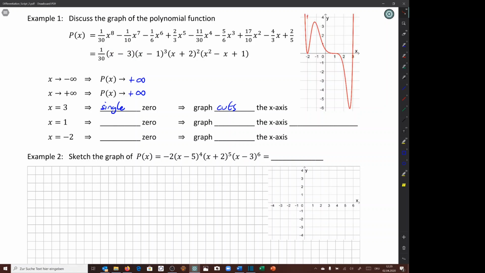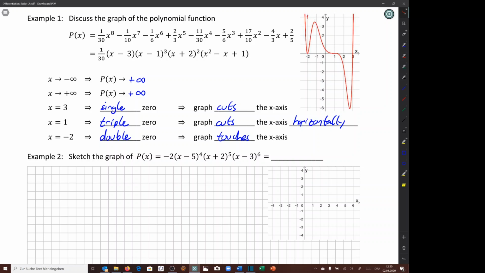x equals 1 is a triple 0. Here, the 3 for x equals 1. So we have an odd multiplicity larger than 1, so we get the S shape as we see it here. And for x equals minus 2, here we have an even multiplicity, a double 0. So the graph touches the x-axis.